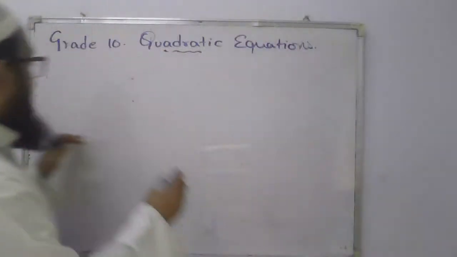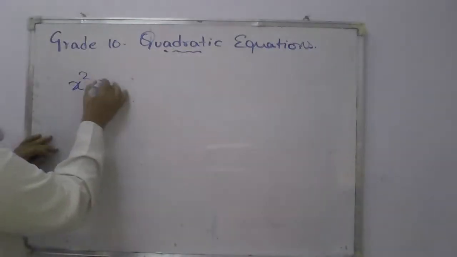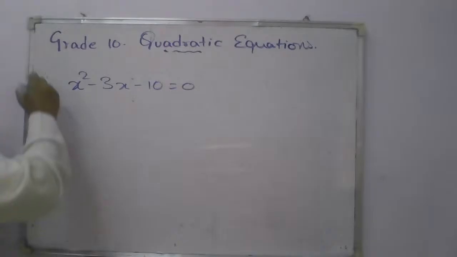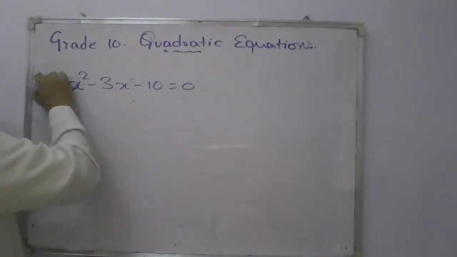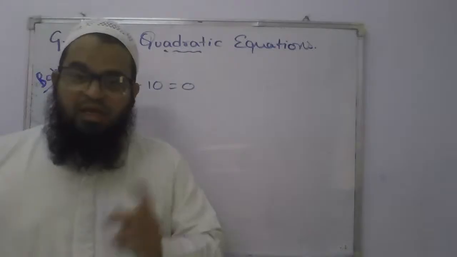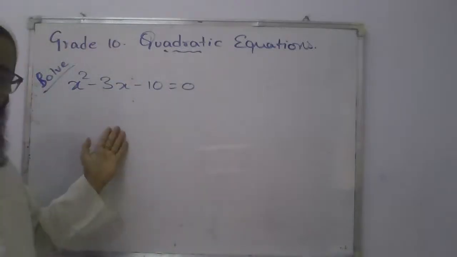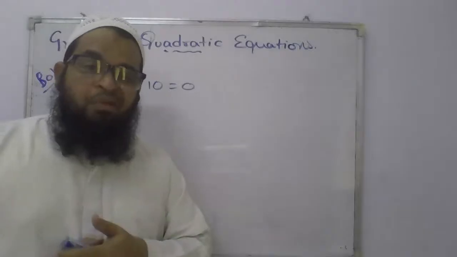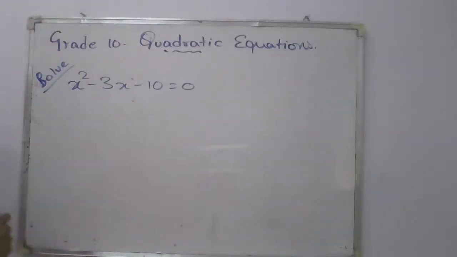Now, for example, x square minus 3x minus 10 is equal to 0. You have to factorize and solve, by splitting the middle terms. If they give you splitting the middle term, same problem, I will also explain how to do it with the quadratic formula, by using the formula.